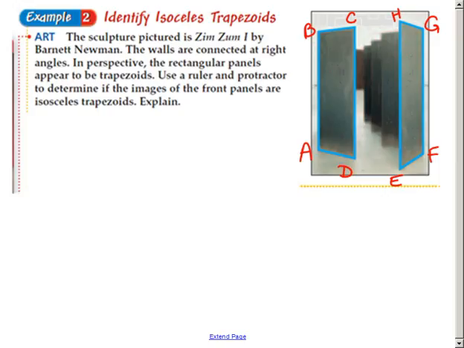Example 2, you'll need your geometers, rulers, and/or protractors. Because we're going to be doing measurements, let's label the vertices for each of our diagrams. So please take a moment and label our vertices A through H.